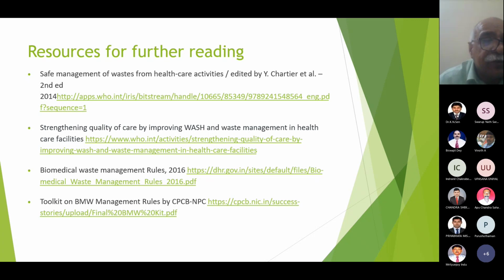And then there is a very useful toolkit on biomedical waste management rules by the CPCB and the National Productivity Council. I found it very useful. That link is also there now, so you can have a look at it. That's a very useful book. I would suggest everyone to go for it. So these are certain resources that I have encircled in there. And the next slide, sir.